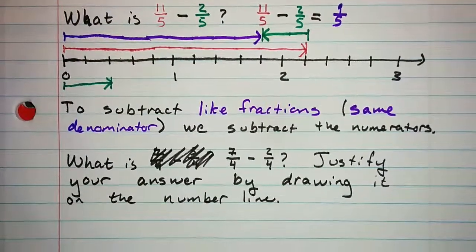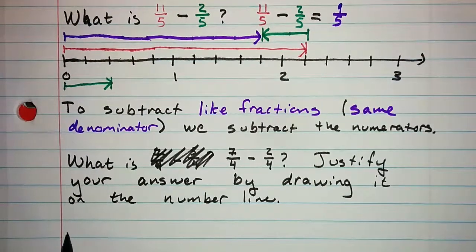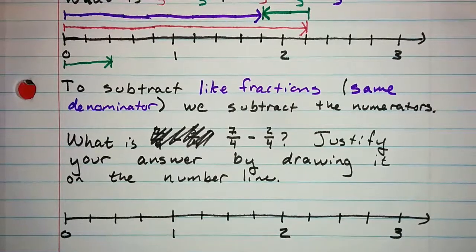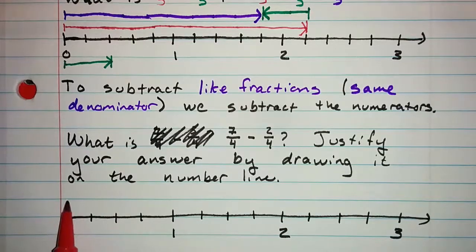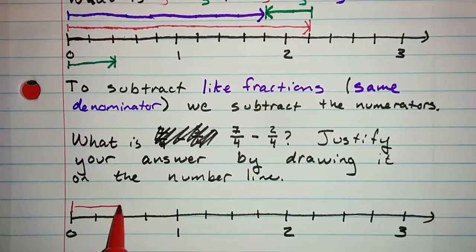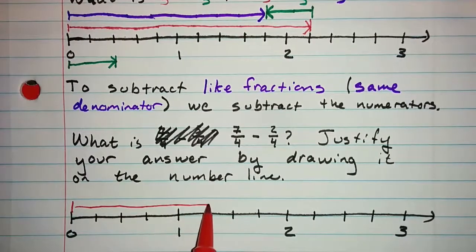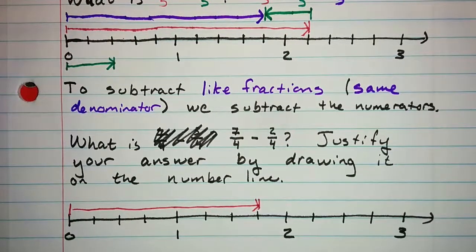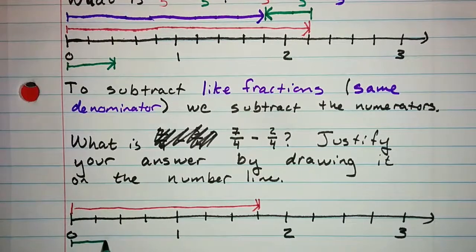Alright, so I'm going to draw a number line showing the fourths by splitting each unit into 4 equal parts. I want to subtract 7/4 minus 2/4. So I'll draw 7/4. 1, 2, 3, 4, 5, 6, 7. And I'll draw 2/4. 1, 2.